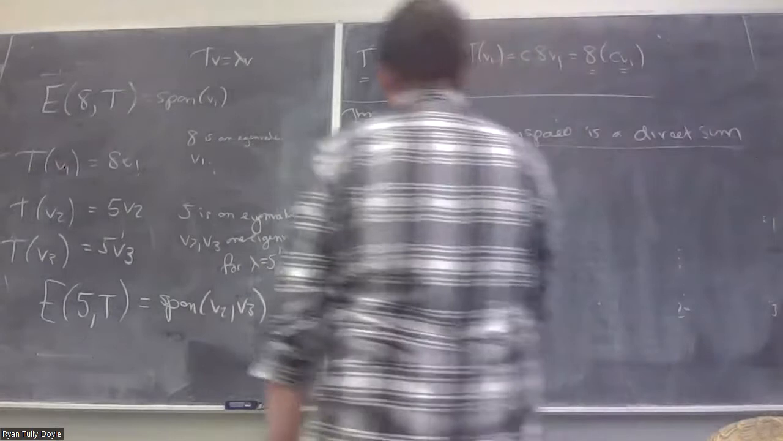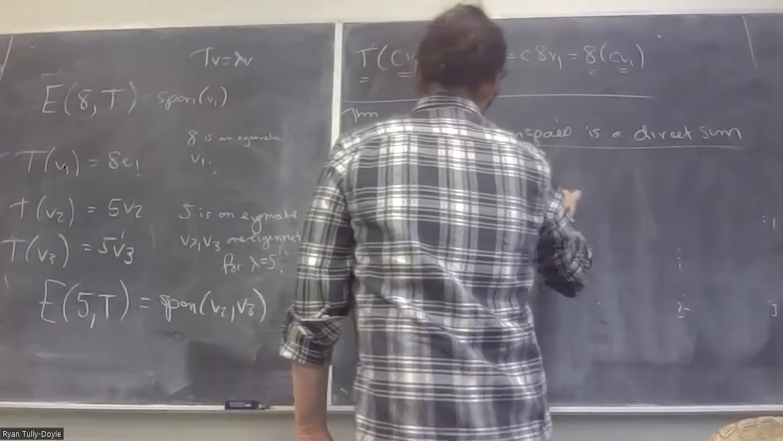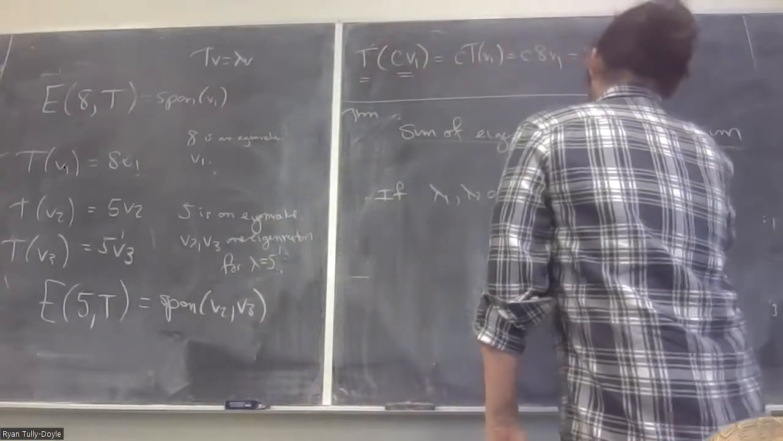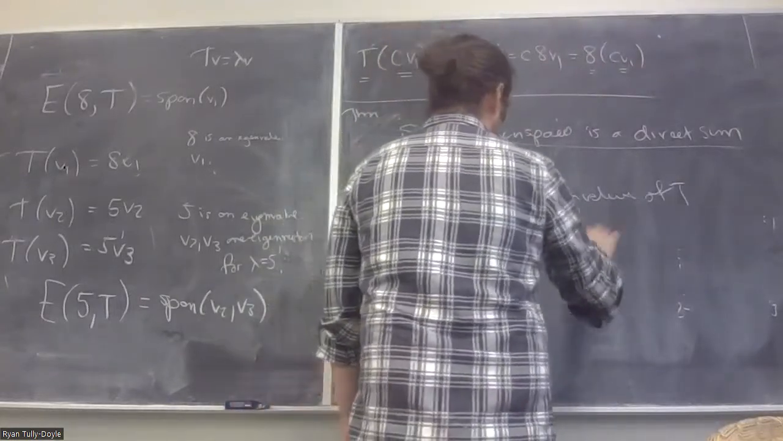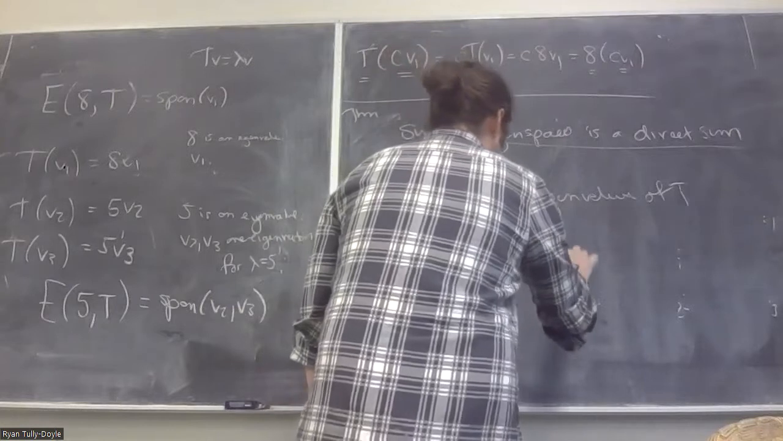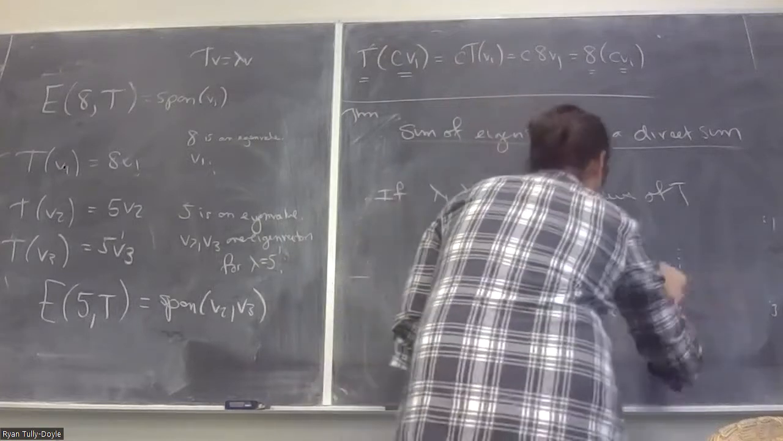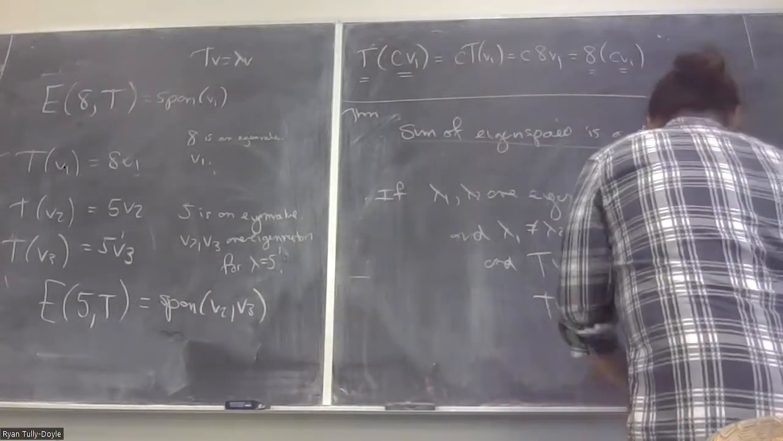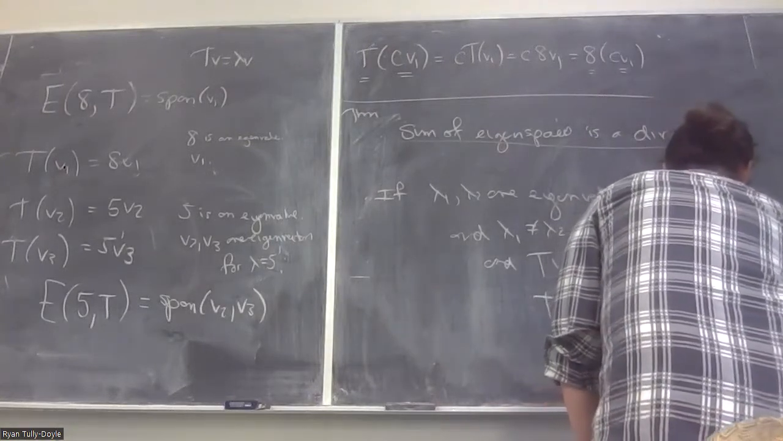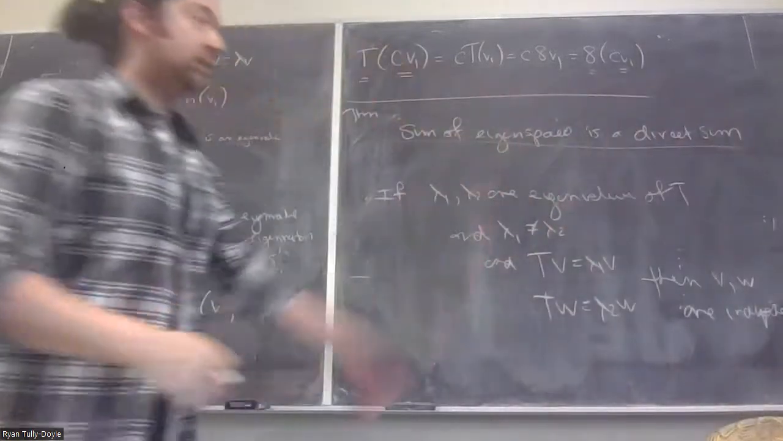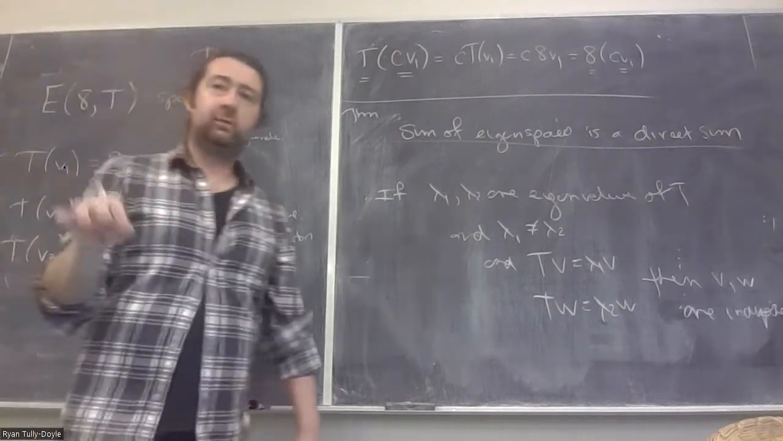So this is going to use the fact that if lambda1 and lambda2 are eigenvalues of T, and lambda1 is not equal to lambda2, and Tv is equal to lambda1 v, and Tw is equal to lambda2 w, then v and w are independent. So a long way of saying the same thing: eigenvectors associated with different eigenvalues must be linearly independent.